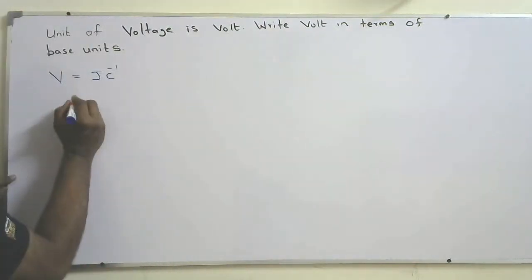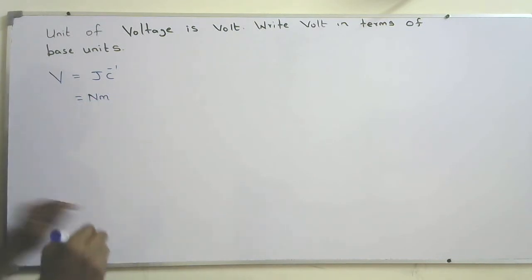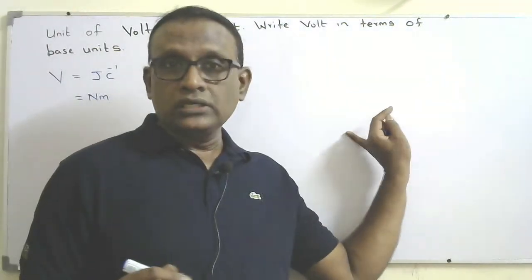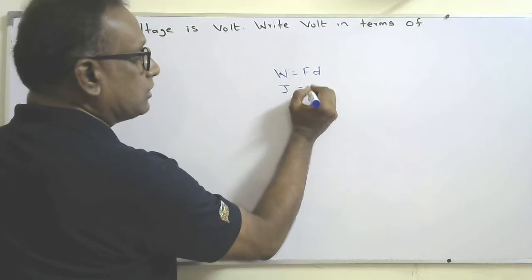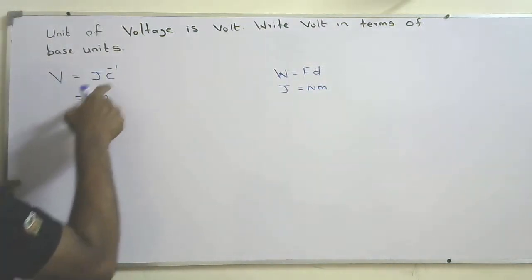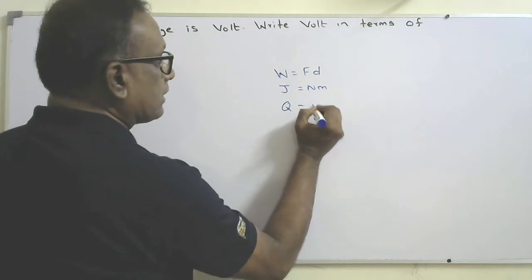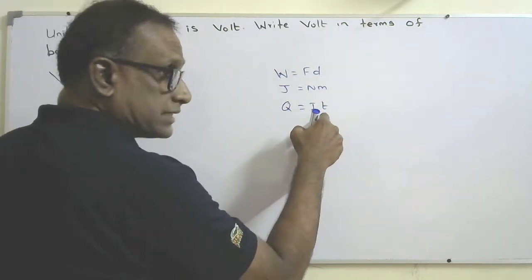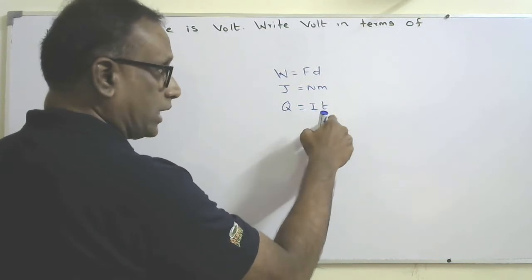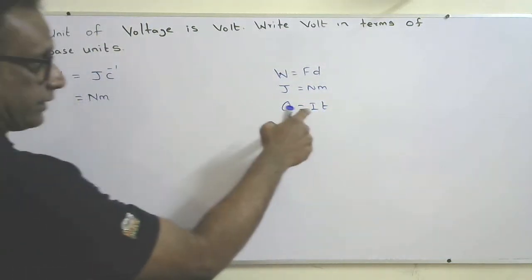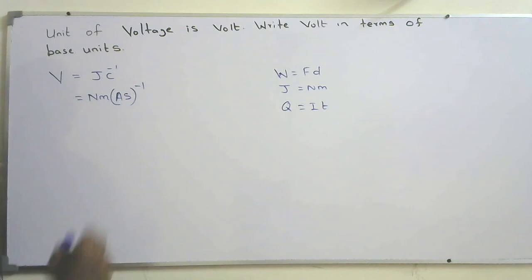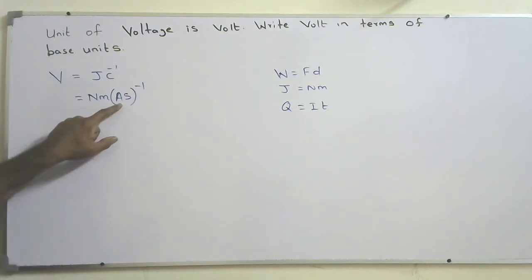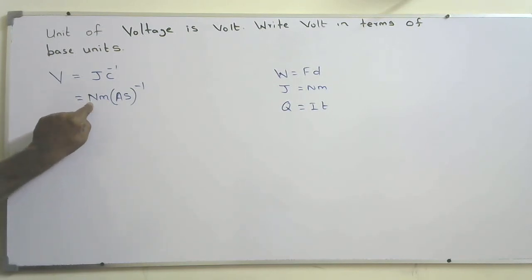Joule, I can write as Newton meter, according to work equals force into distance. You learned that in mechanics. So joule is equal to Newton meter. Coulomb, you know, Q equals IT. Both current and time are base quantities. So instead of coulomb, I can write ampere second, both base units, to the power minus one. I know ampere is a base unit, second is a base unit, meter is a base unit. Only Newton is a derived unit.